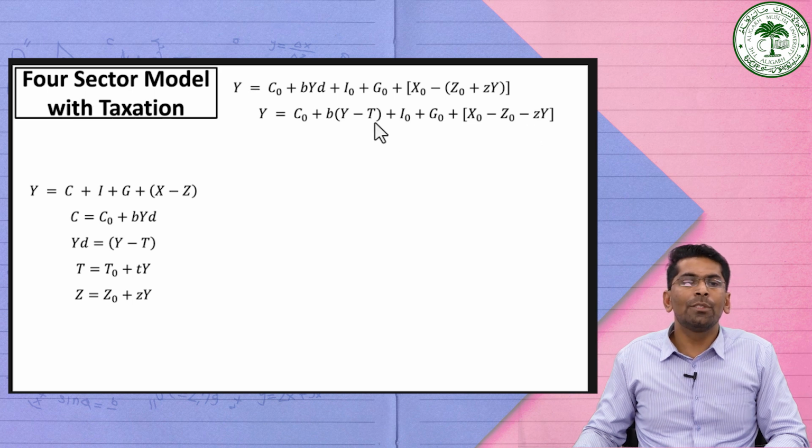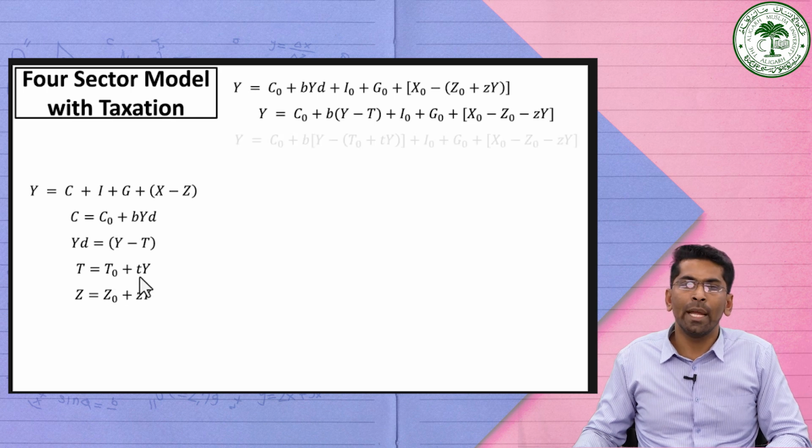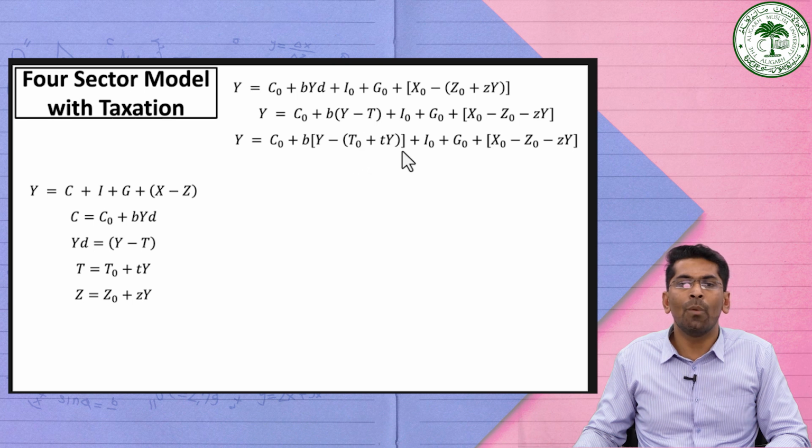See, T is also given here. T is also defined in terms of T0 plus TY. So again I am going to substitute this particular T in terms of T0 plus TY. So it will become C0 plus B into Y minus T0 plus this T we are writing in terms of T0 plus TY, then the remaining values as such.